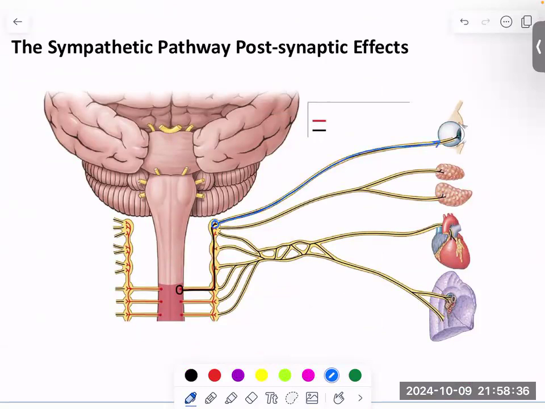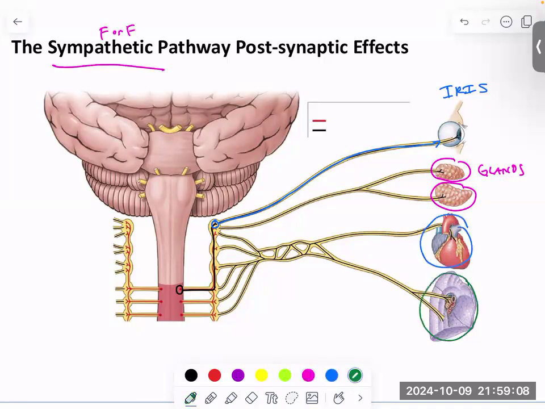What is it going to do in your eyes? It is going to affect the iris. How open are the pupils? It is going to affect your tear ducts, your salivary glands, your sweat glands. Think about what it wants to do in a fight or flight response, because that is the sympathetic pathway. It's going to affect your heart. It's going to affect the lungs. It can affect many organs in the body. Let's talk about some of them.